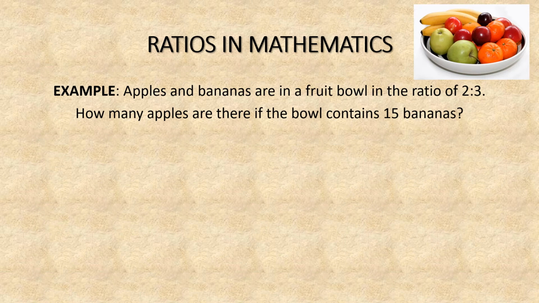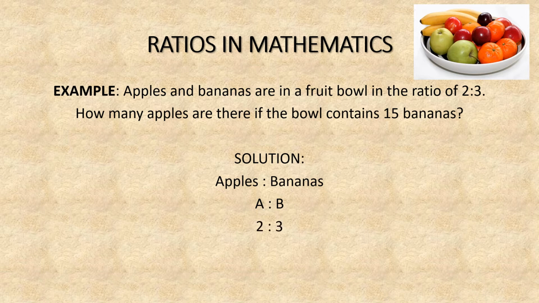Ratios in mathematics. Apples and bananas are in a fruit bowl in the ratio of 2 to 3. How many apples are there if the bowl contains 15 bananas? So to solve this problem, first I would write that apples are in a ratio with bananas. I'm going to simplify that to A to B. The double dot here means ratio.